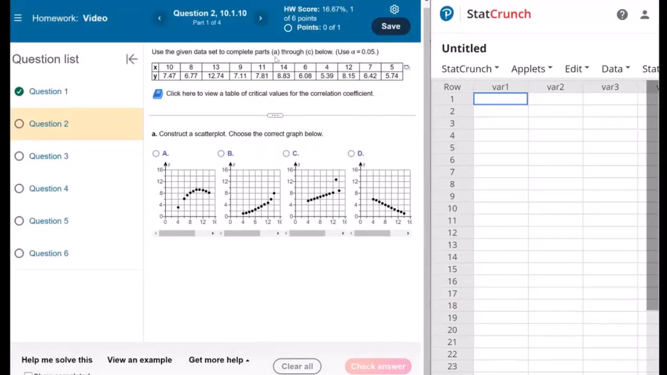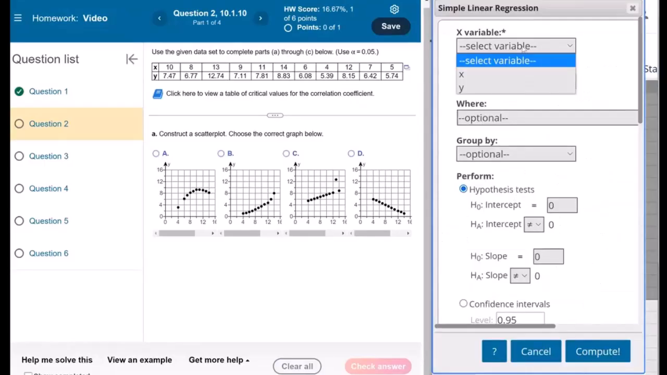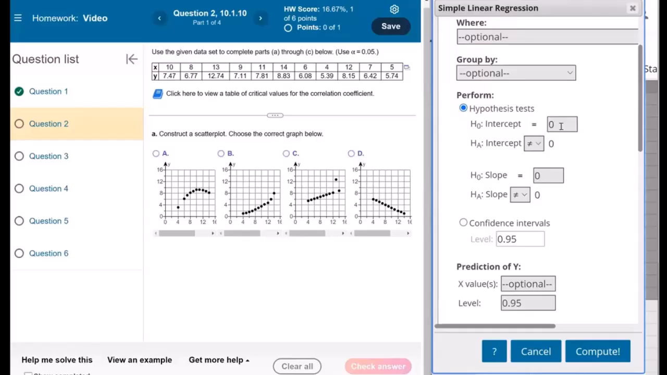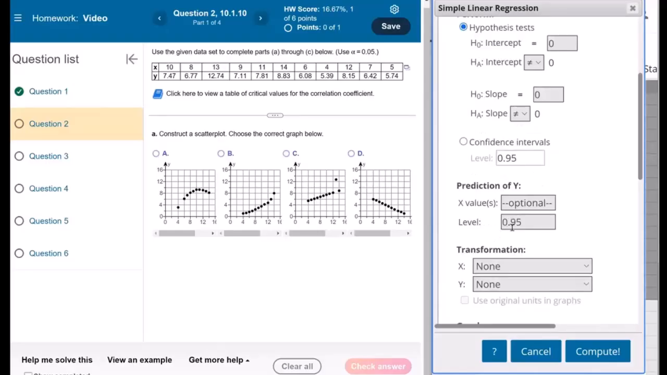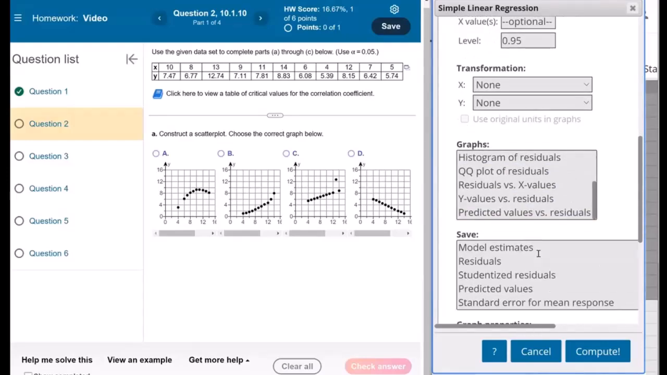Use the given data set to complete parts A through C below. Alpha equals 0.05. I want to go to regression, simple linear. My x will be my x variable. My y variable will be y. We're not really conducting any kind of test yet, but we do want to make sure that we have this correct. And the most important is the slope. So that's equal to 0. And the alternative would be not equal to 0. Confidence level is 0.95. And I think that's all we need.